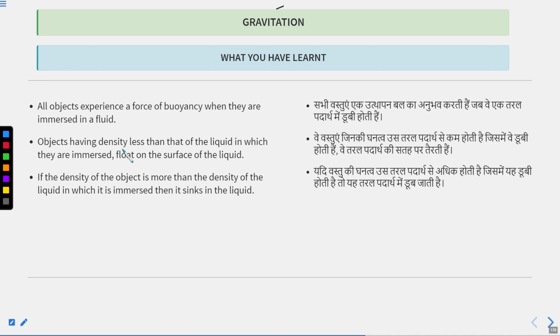All objects experience a force of buoyancy when they are immersed in water. Any object will experience an upward force, which is the buoyant force, when immersed in a liquid. An object having density lesser than the density of the liquid will float. If the density of the object is more than the density of the liquid, it will sink. If less, then it will float.